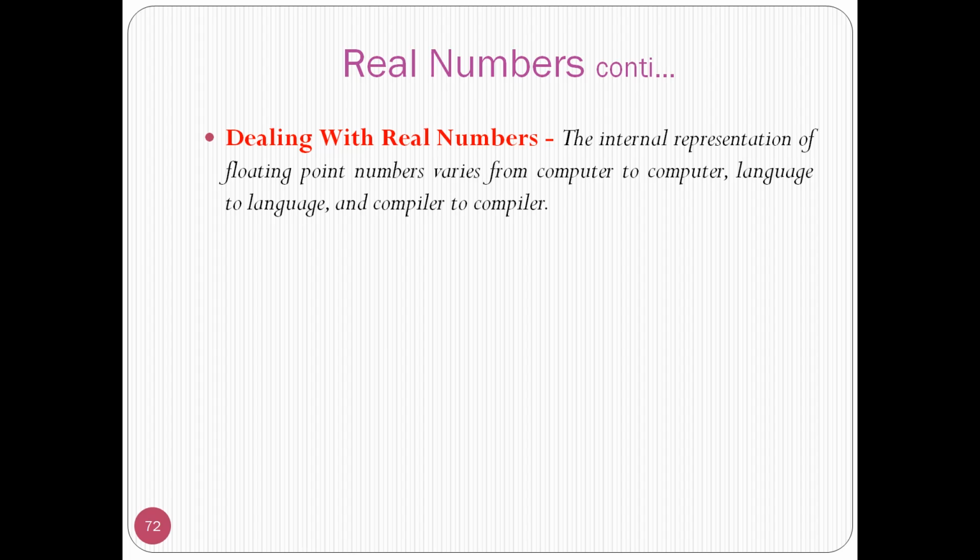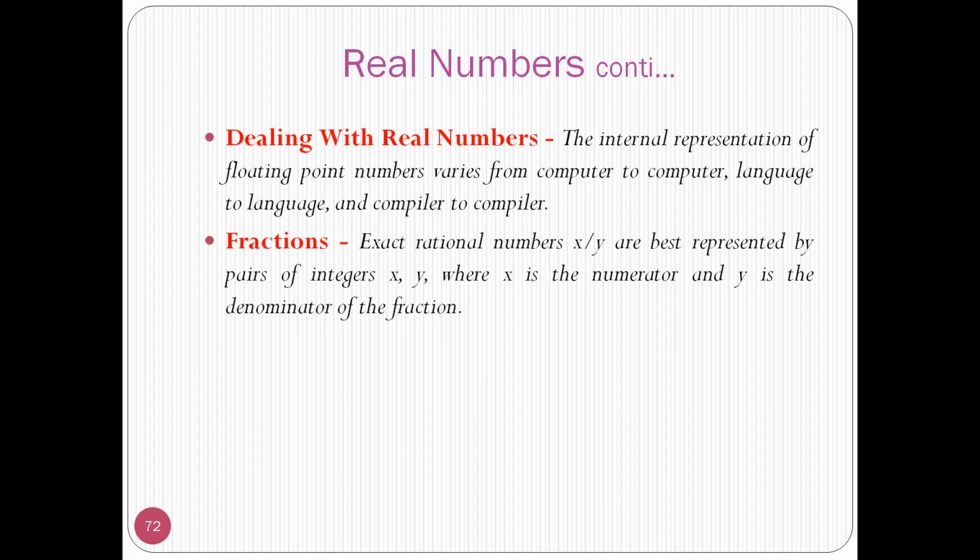So it may vary from computer to computer, and with the languages, whether that language supports 32-bit or 64-bit. According to that, there will be variation. Similarly, it depends on what kind of compiler you are using, whether Turbo C or the GCC compiler. So the values of real numbers vary from compiler to compiler.